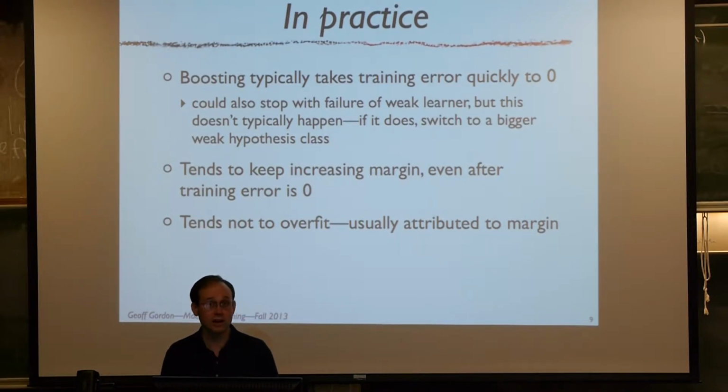Even after the training error goes to 0, boosting will typically keep increasing the margin, in other words, the confidence with which you correctly classify all of your training examples. And that's an important point because this is usually given as the reason why boosting tends not to overfit. Even though it's a very complicated hypothesis class, what you're doing is searching for a classifier with high margin within that complicated hypothesis class. And if you succeed in getting something with high margin, then you can show that overfitting is limited.